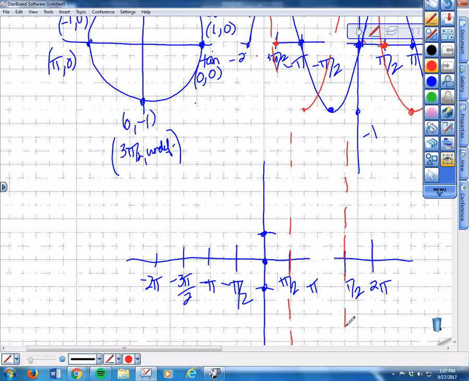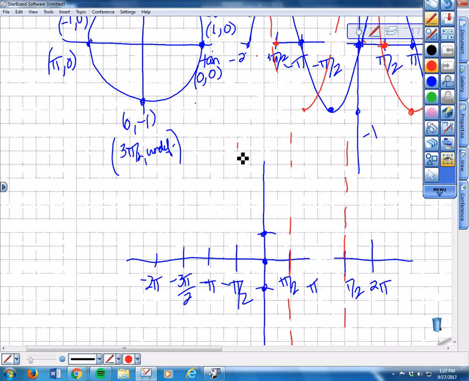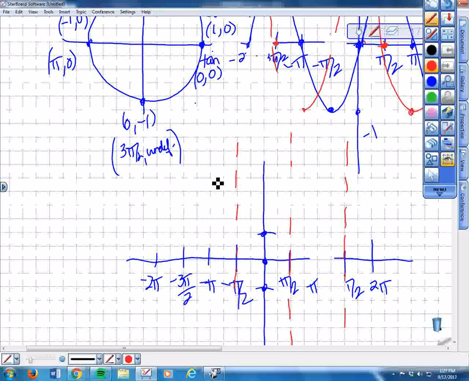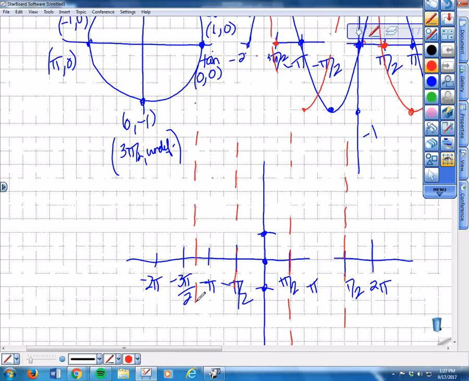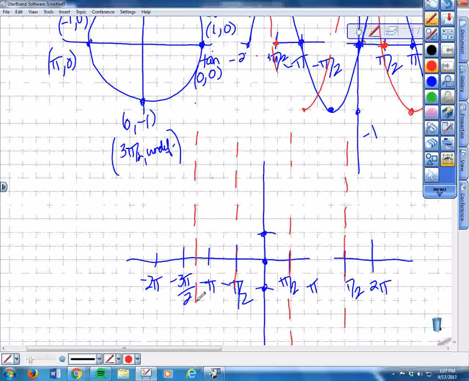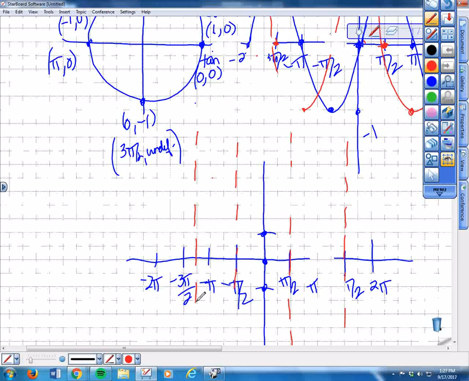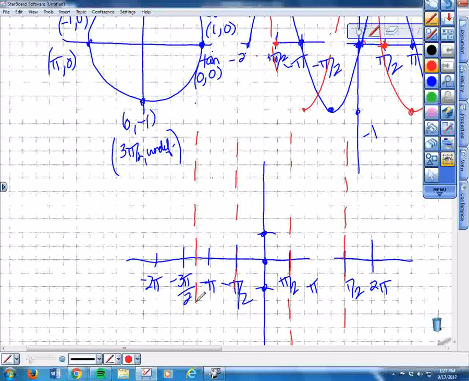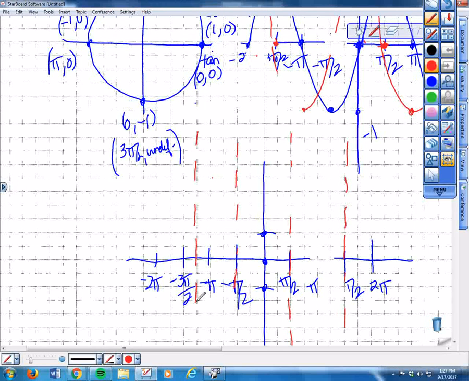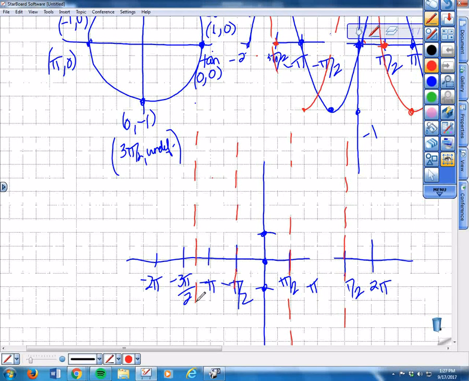And we'll also see that there's one at negative pi over 2, negative 3 pi over 2. So the only point right now I have is 0. That's not going to help me much. Where is tangent 1? If it's sine over cosine, what do the values of sine and cosine have to be for tangent to be 1?